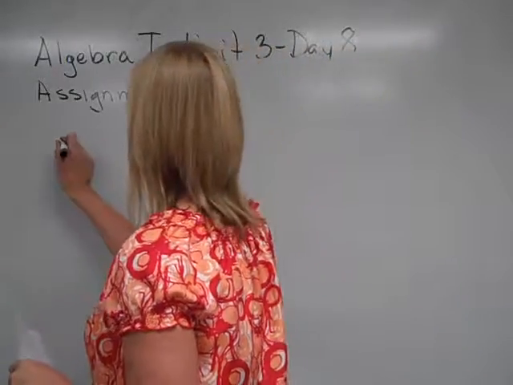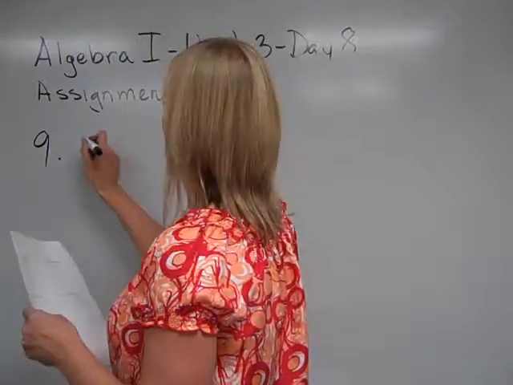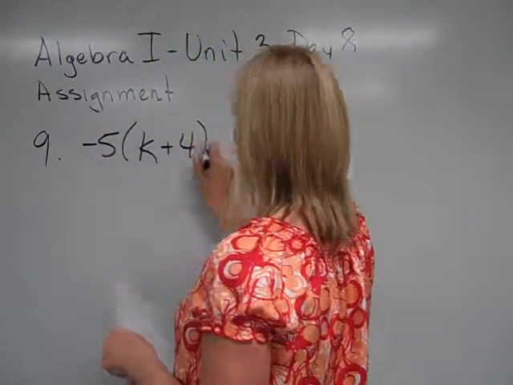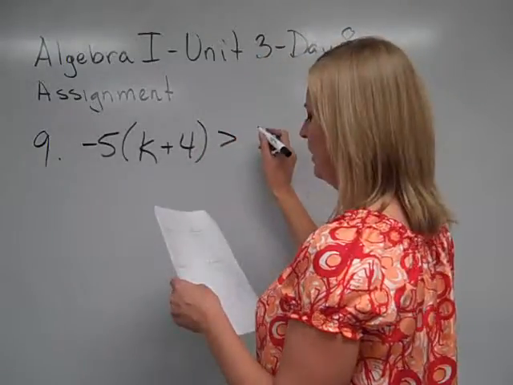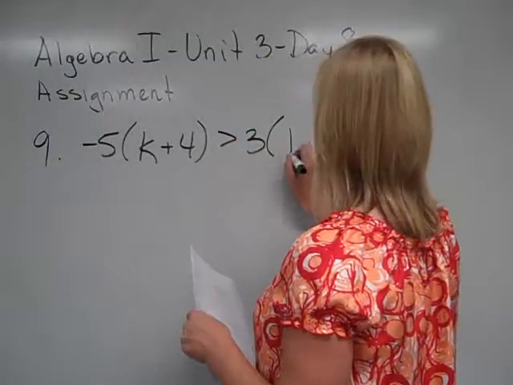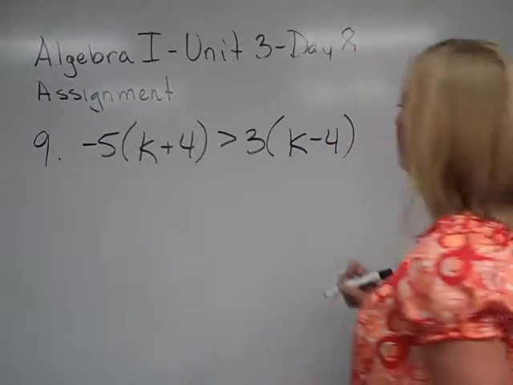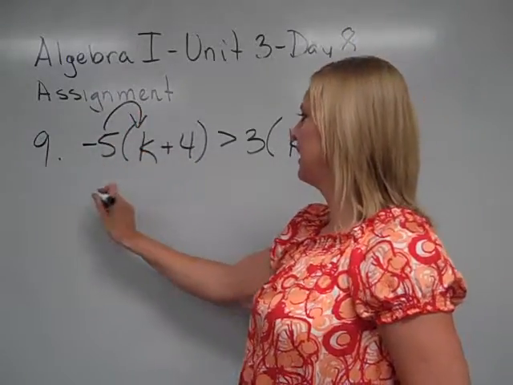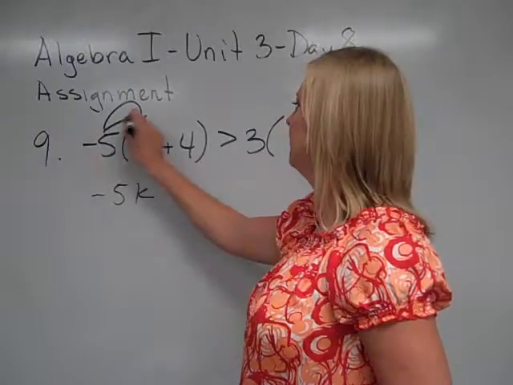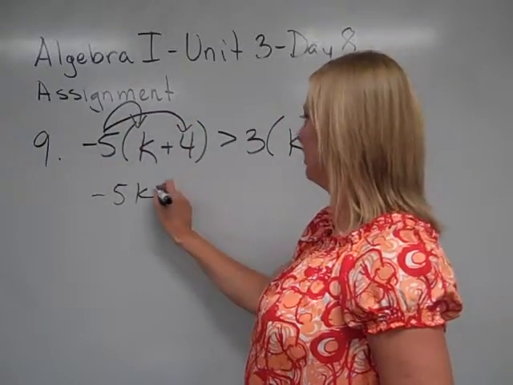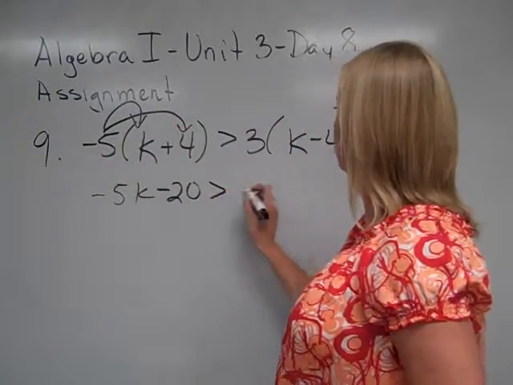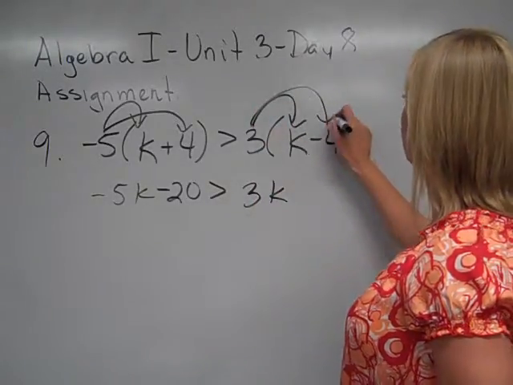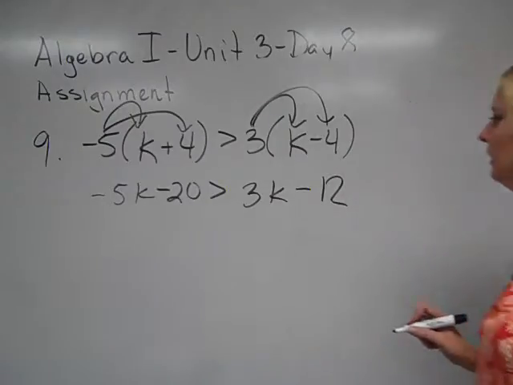All right, number 9. Negative 5 times the quantity k plus 4 is greater than 3 times the quantity k minus 4. Let's distribute. Negative 5 times k is negative 5k. Negative 5 times 4 is negative 20. 3 times k is 3k. 3 times negative 4 is negative 12.